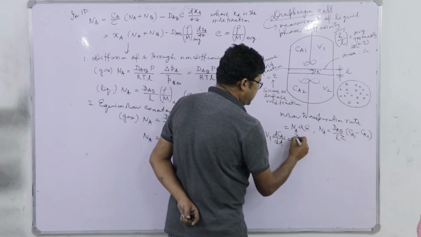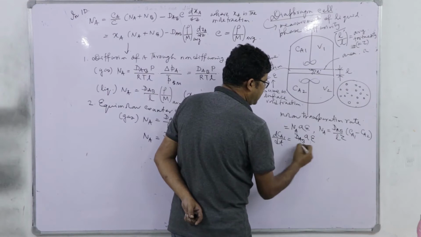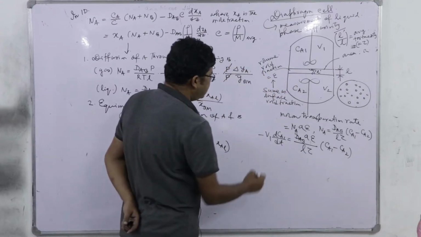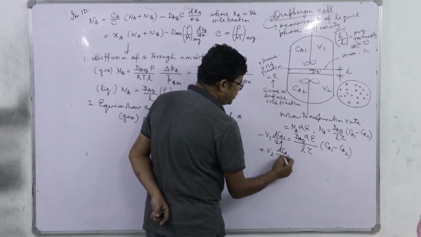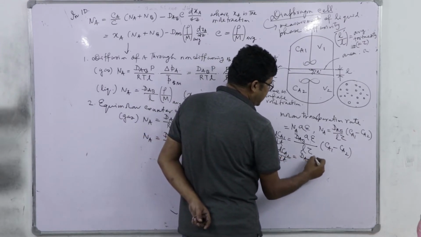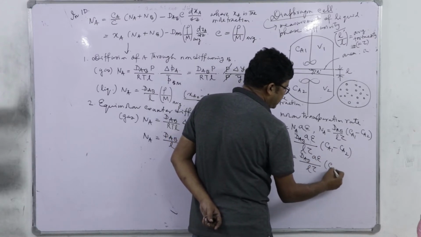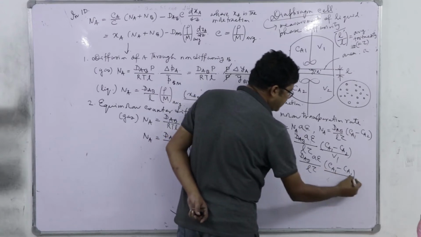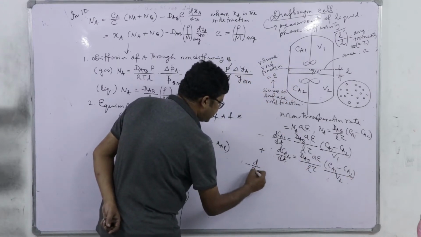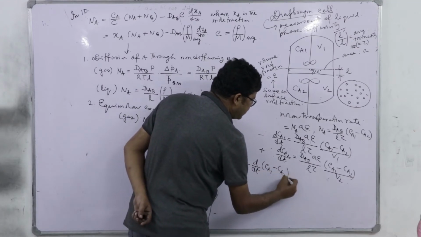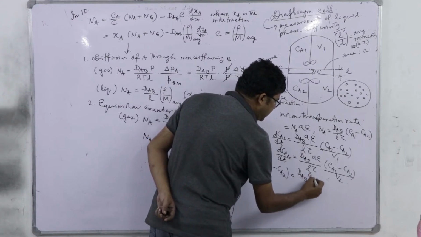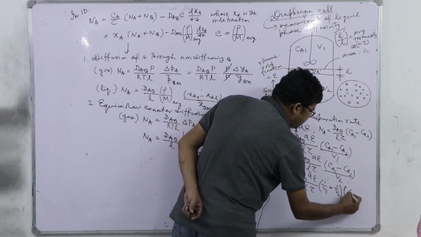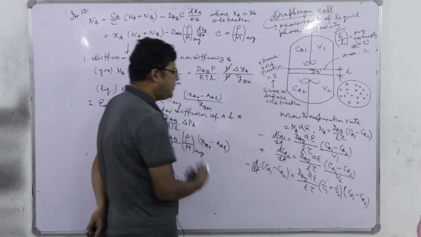So, we have DAB into A into epsilon divided by L into tau into Ca1 minus Ca2, and similarly plus V2 dCa2 dt, the same DAB into A into epsilon by L into tau Ca1 minus Ca2. Now, we will simply cross multiply V1 here and V2 here, and next we will add. So, d dt of Ca1 minus Ca2 equal to DAB A into epsilon by L into tau, 1 by V1 plus 1 by V2, Ca1 minus Ca2. So, that becomes my governing equation.